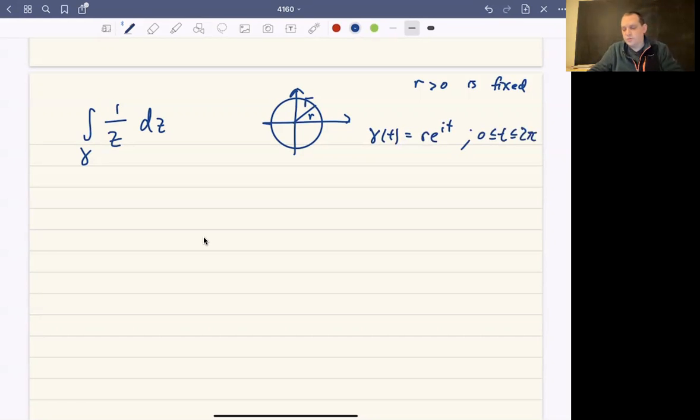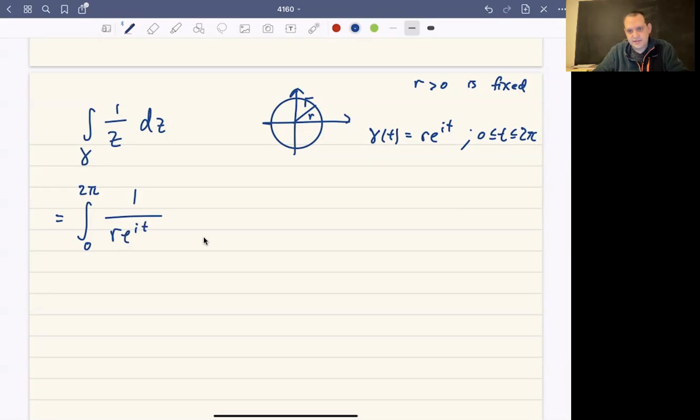Okay, so if this is our parameterization, if that's the curve, we want to evaluate the integral of 1 over z dz. And so what we can do is we can just straightforwardly calculate. This is going to end up being the integral from 0 to 2 pi of, let's see, 1 over z. We're going to take gamma and plug that in for z. So we're going to get 1 over r e to the it times the derivative of gamma of t.